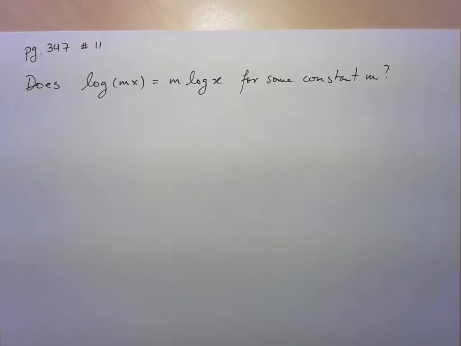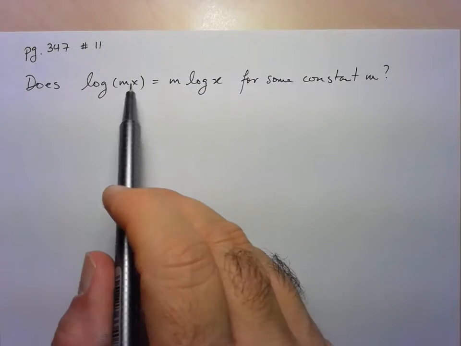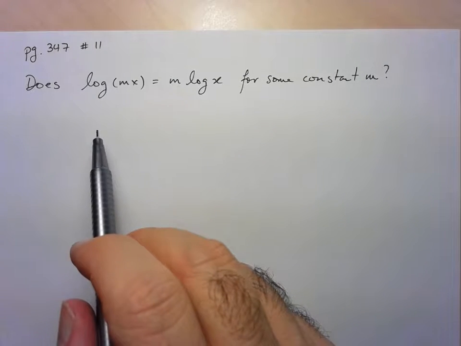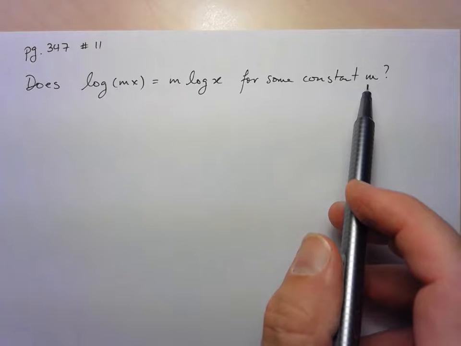Hi folks, we're going to take a look at number 11 on page 347. What they're asking us to do is to determine whether there's any values of m, which represents some constant, for which this equality is true. Okay, so the first thing I want to do is see if there's any restrictions on what m could be.